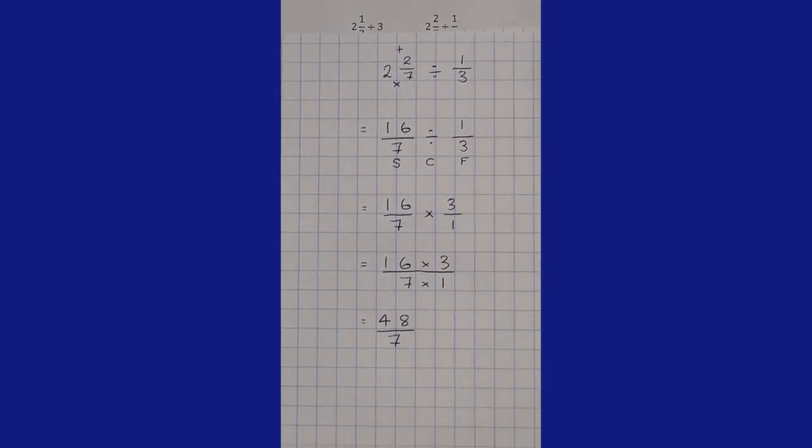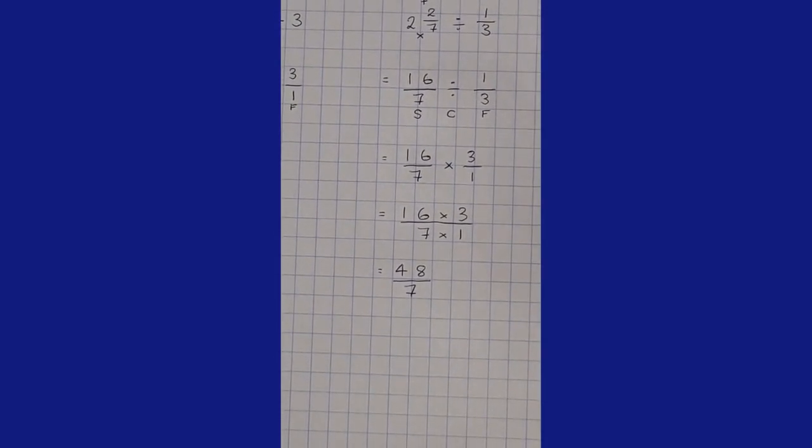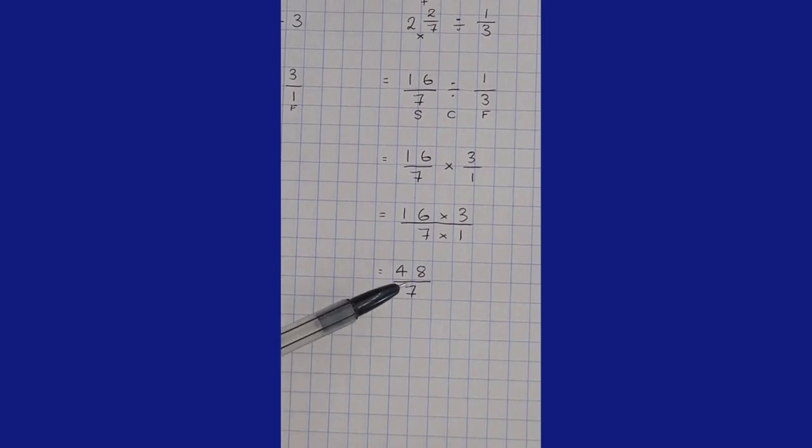So I've got 48/7. Now, nearly there, but I can see very clearly that that number on the top is much bigger than the number on the bottom. So I need to make that into an improper fraction.